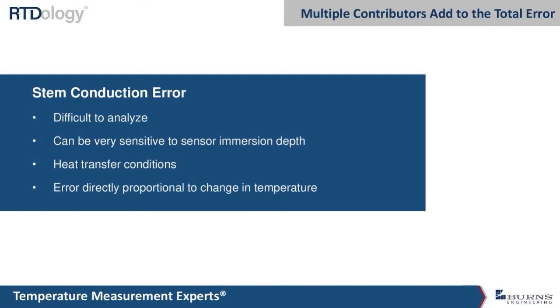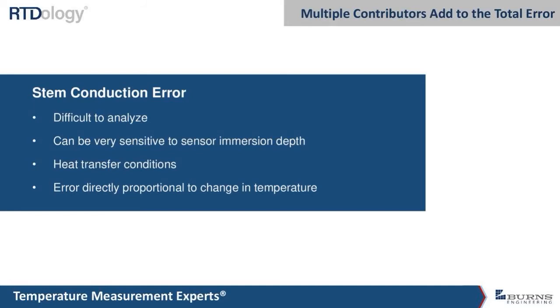Okay, sounds good. Stem conduction. This is one of the largest, most common error sources that come into play, and it can be a little bit difficult to make a good estimation as to what it is.